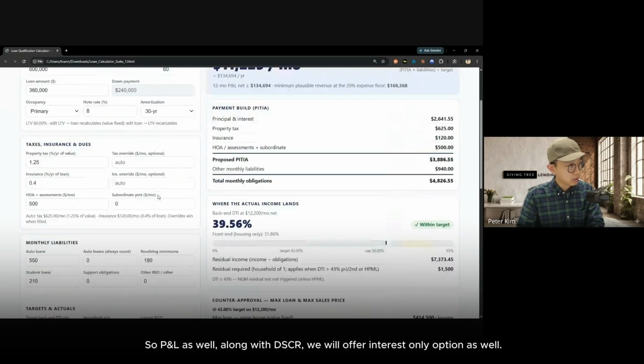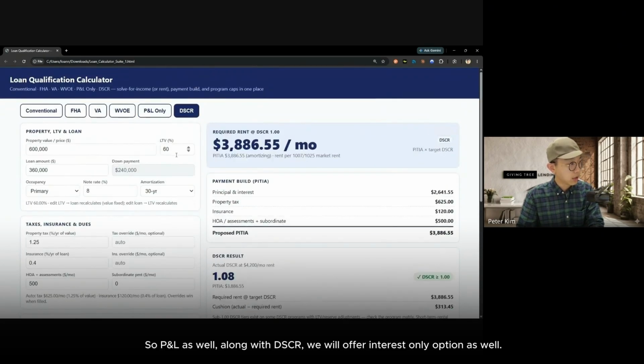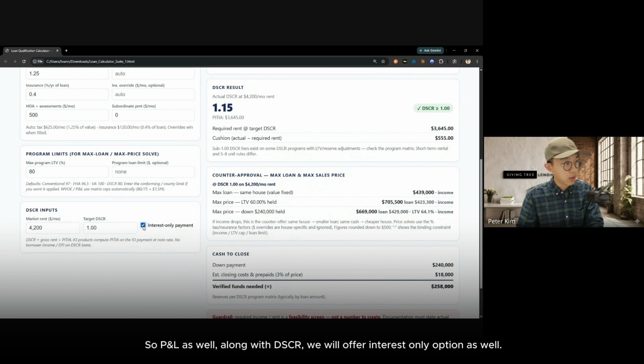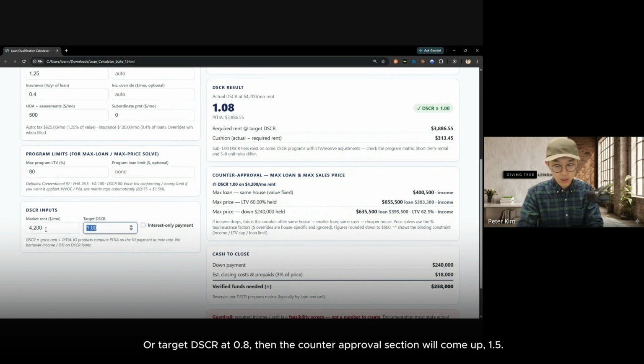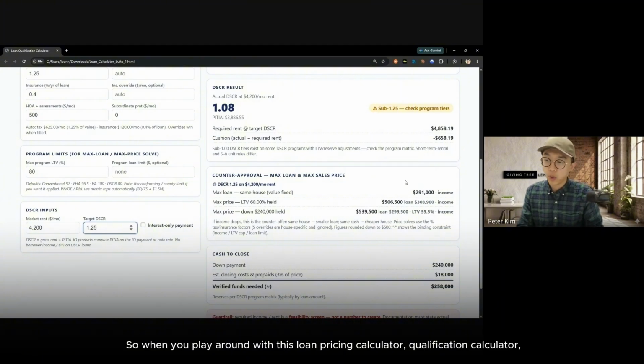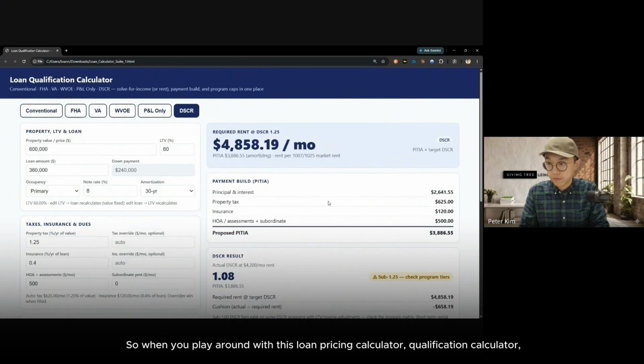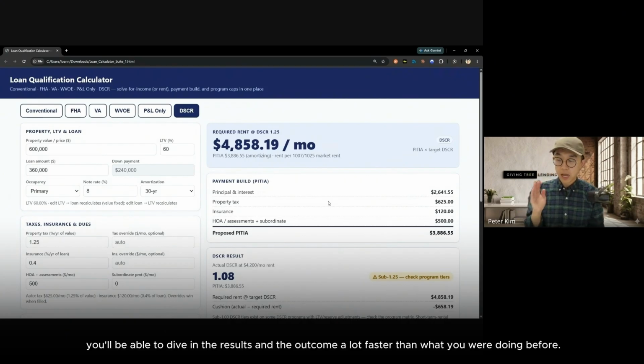P&L as well, along with DSCR, we will offer an interest-only option, or a target DSCR at 0.8. Then the counter approval section will come up, 1.5. Do you see the income that's changing right here? So when you play around with this loan pricing calculator and qualification calculator, you'll be able to dive into the results and the outcome a lot faster than what you were doing before.